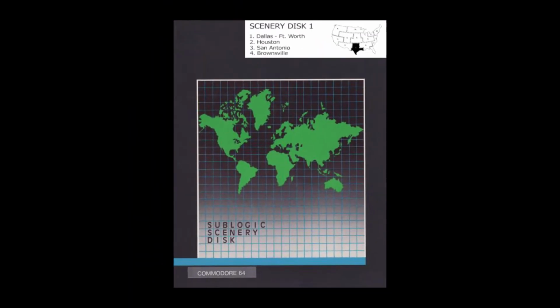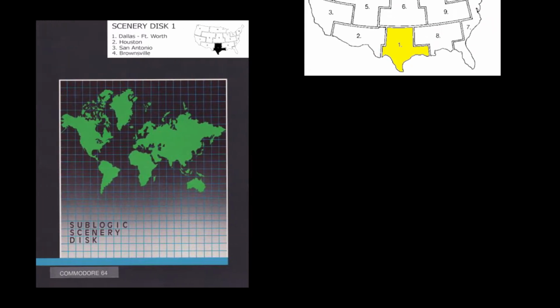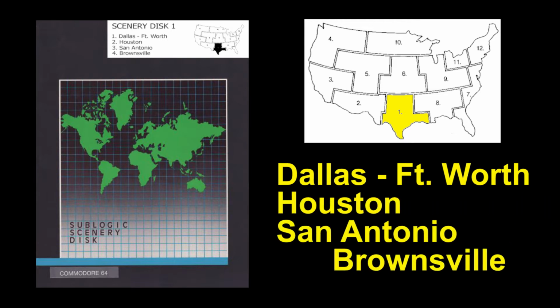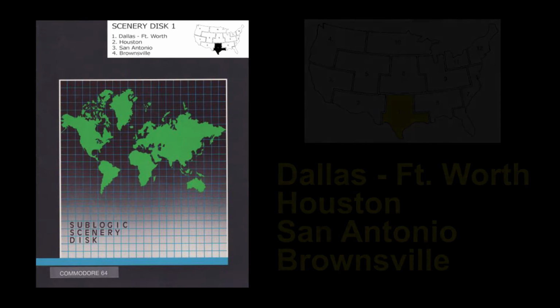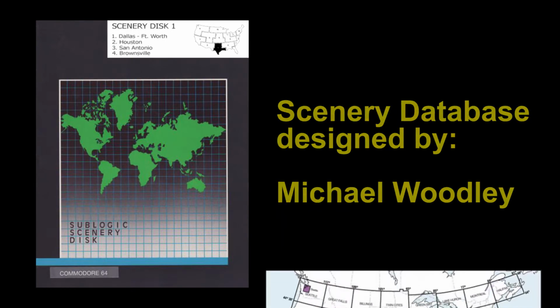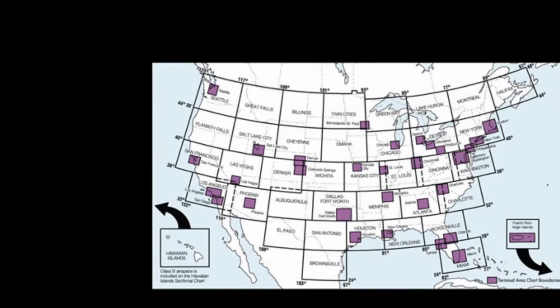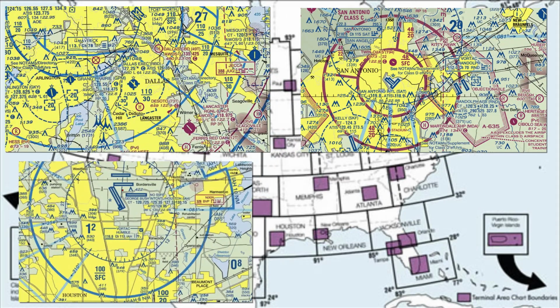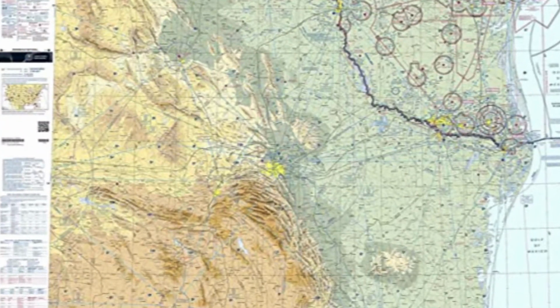This is Sublogic Scenery Disc number 1, which covers a sectional chart of the United States consisting of Dallas-Fort Worth, Texas, Houston, San Antonio, and Brownsville, Texas. The Sublogic Scenery Disc database was designed by Michael Woodley and was developed with the help of the official maps of the NOAA. In each map sector, you'll find data about all the airports, runways, radio navigation, and topographical information, and potential obstacles that are relevant for pilots.